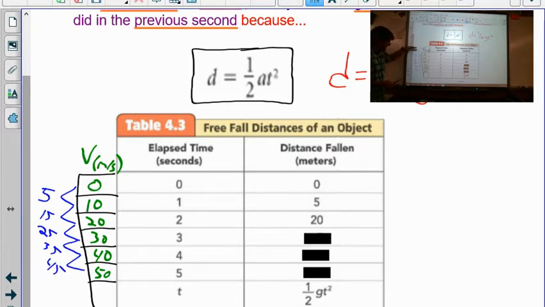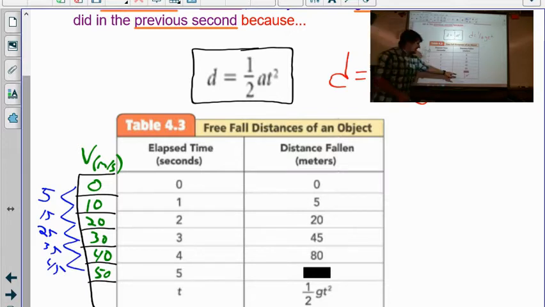And you're going to see that it follows a pattern, and it's just going to keep on adding up like that. So when I was at 20, and then it's going to fall another 25, well, 20 plus 25 is going to give me my 45. And then it's going to go 35 more from that. So 45 plus 35 is 80. And then it's going to go from 80, and it's going to fall another 45. So this one will be 125. Okay, that's one way of doing it.